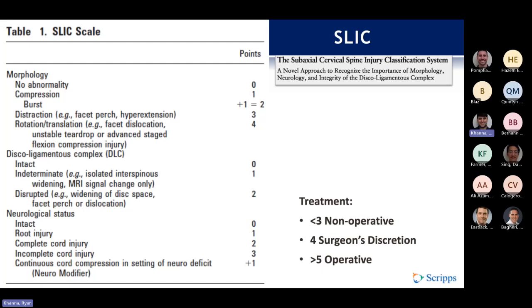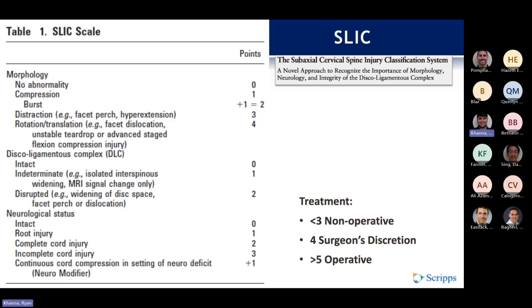So the first one is SLIC, which was started in 2007 by the Spine Trauma Study Group, and was developed using a combination of literature review, retrospective review, and expert opinion, and then applied to cases. It was a modification of the TLICS, which is, I think, a little bit more popular and used in thoracolumbar injury. What they wanted to do is include different things to come up with an overall point score, and using that classification, if it's less than 3, that's considered a non-operative case. If it's 4, it's surgeon discretion, and if it's greater than 5, it would lean towards an operative case.